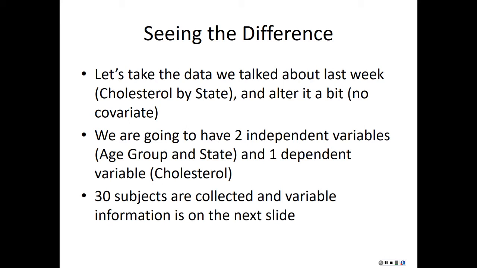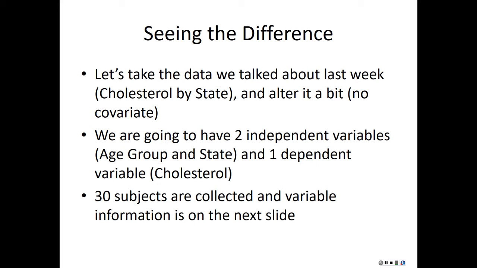So we have the cholesterol by state. We're not going to use the age covariate. We're just going to have the cholesterol by the state, so we can have the one-way ANOVA. Well, actually, we're going to have a two-way ANOVA because we're going to use the age group, but we're not going to use it as a covariate. We're going to use it as an independent variable and factor in the study just for our purposes of learning.